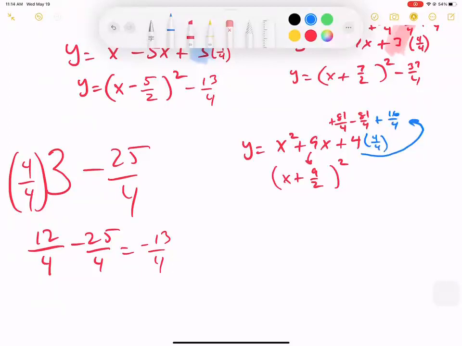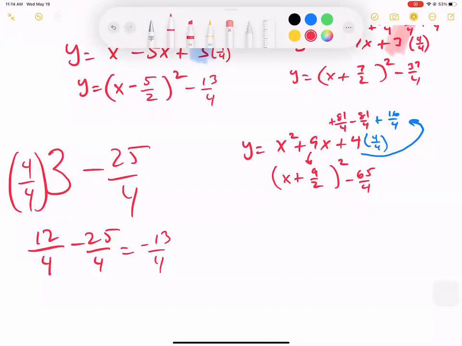Now let's go ahead and combine these two numbers. Negative 81 plus 16 is, I want to guess, 65. Is that right? So minus 65 over 4. Okay, that's it. Now, this is an ugly number, you're right, because this wasn't a nice center number, which is fine. That's just what it is.